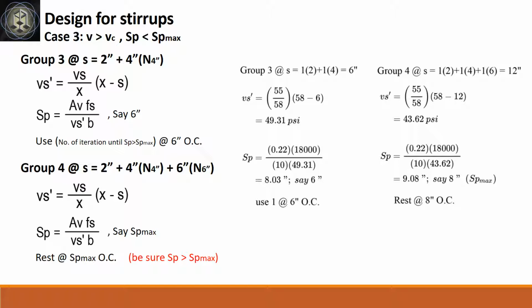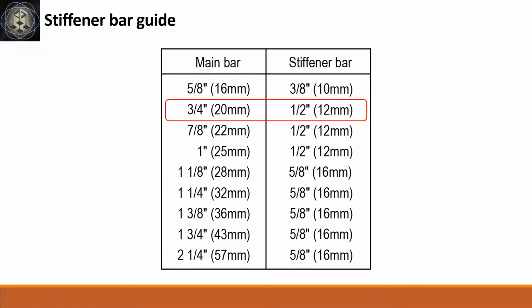For group 4, the distance s is 12 inches. Web stress is 43.62 psi and spacing at 9.08 inches, greater than 8 inches maximum spacing. Therefore, rest at 8 inches on center. For 3/4 inch diameter main bars, use half-inch diameter stiffener bars.